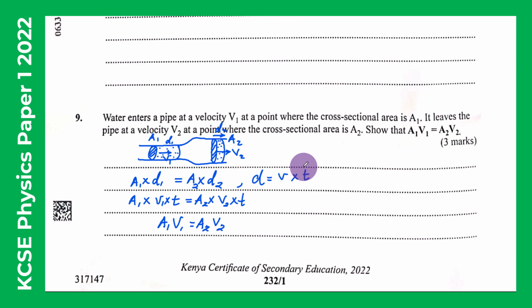We can also use the idea of mass, in which case we'll be talking about something called the mass flux. Here we are talking about volume flux, the volume of the water which passes this cross-section area per unit time. If we use mass flux, then it will be the mass of the water which passes this cross-section area per unit time. And that is how you can prove that equation. Let's go to question 10.